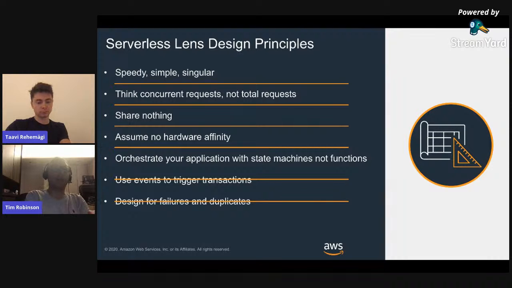Share nothing really points at the fact that functions are quite short-lived in their nature, and therefore underlying infrastructure isn't really guaranteed. So really persistent storage in a decoupled nature is kind of the preferred method for durable requirements for storage, and really saving stuff in that decoupled method.